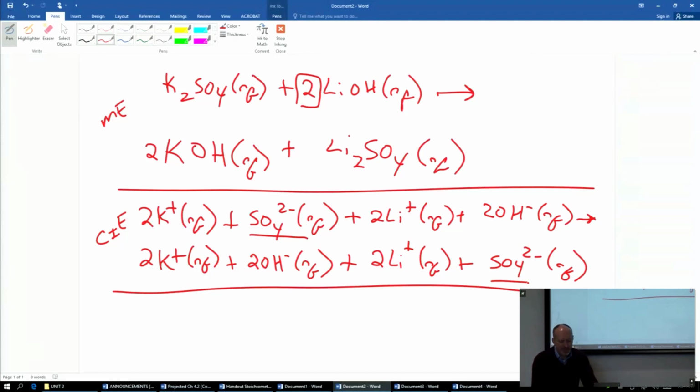The potassiums. Potassiums go away. Allie, anything else? The hydroxides. Kyle, anything else? The lithium. Oh, everything is a spectator ion. And so now, when we write the net ionic equation, what's left over?